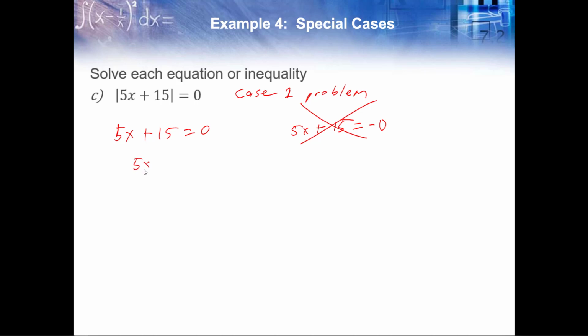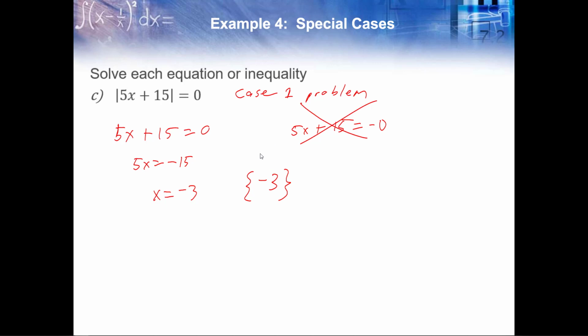Okay, and then finally we have this one. This is a case 1 problem. So we have basically two possible solutions. The first one is 5x plus 15 is equal to 0. The other one is 5x plus 15 is equal to negative 0. Well, that pretty much is just this one, so this one doesn't particularly matter. So we just go ahead and solve this one. It can be rewritten as 5x is equal to negative 15. Divide both sides by 5. You will have x is equal to negative 3, and that would be our solution. So our solution set would simply be negative 3. And that's pretty much all that we're talking about here.